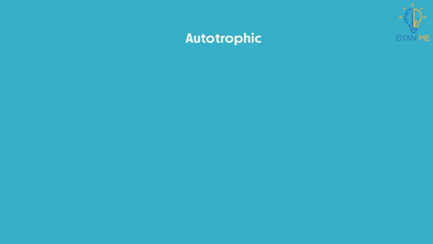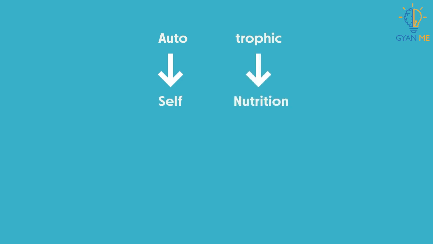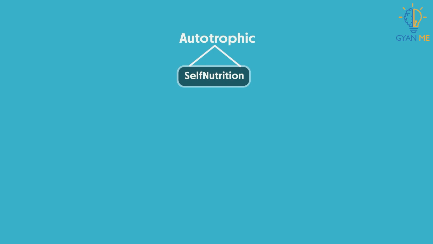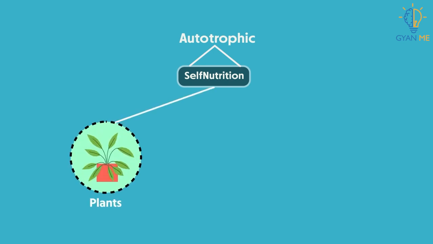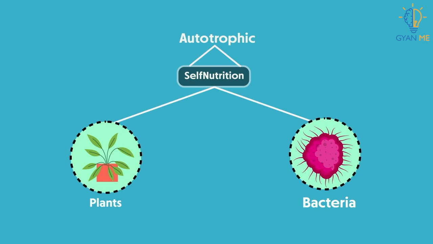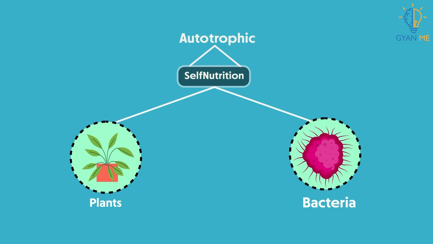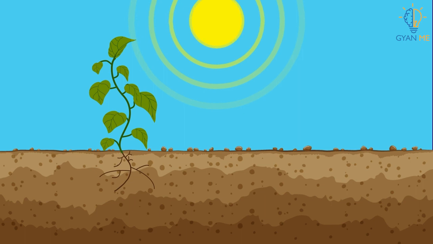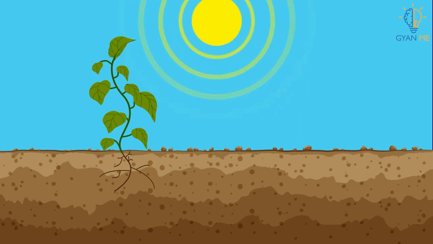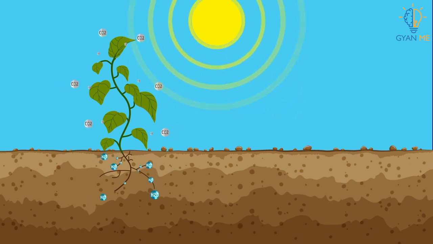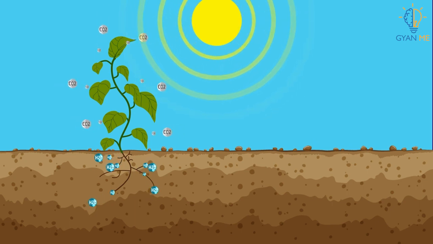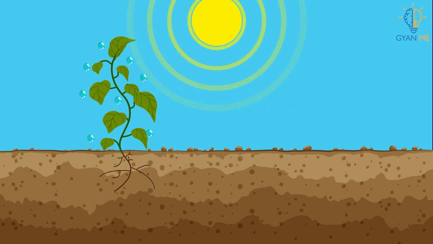The term autotrophic has been derived from the combination of two terms. Auto meaning self and trophic means nutrition. So students, we can say that the literal meaning of this term autotrophic is self-nutrition. Plants and bacteria like cyanobacteria are some examples of autotrophs. In the autotrophic mode, organisms use simple compounds like water and carbon dioxide in the presence of sunlight and chlorophyll to synthesize food on their own.